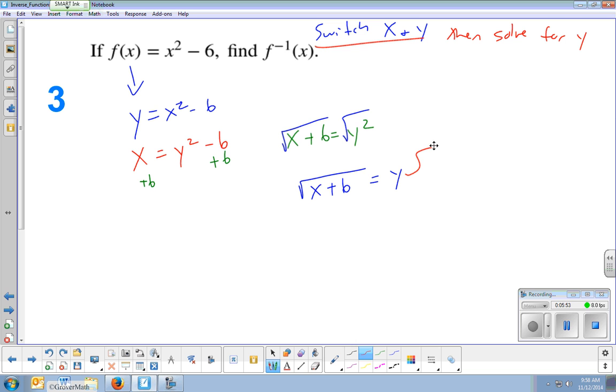And this is my proper notation for my inverse function. However, I'm going to write it in my inverse notation, which is f to the negative 1 of x equals the square root of x plus 6. So once you get that y alone, just replace it back into your inverse notation, but don't forget to put your inverse symbol attached to your f. And so that's really it.